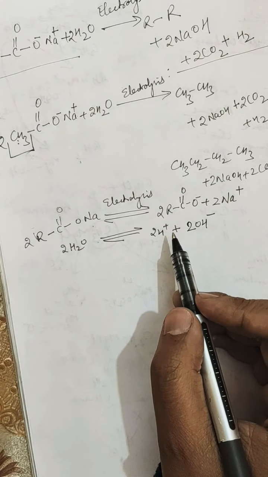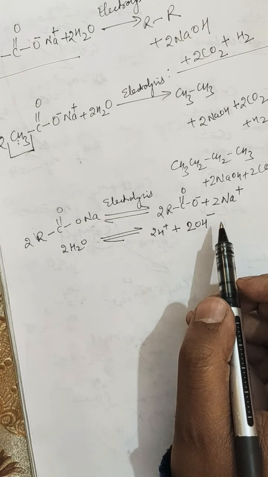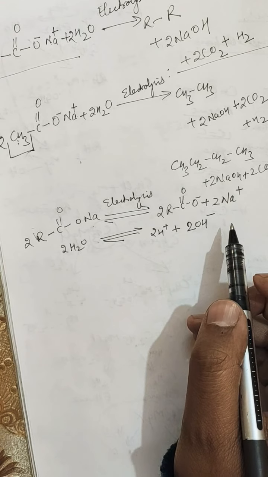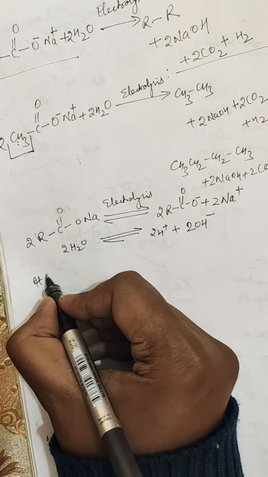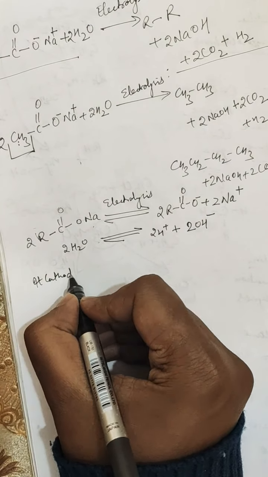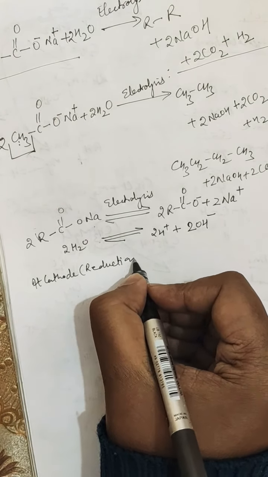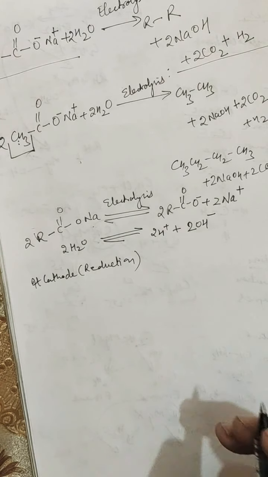So the metal ion moves to the cathode, where it gains an electron forming a metal atom, which reacts with water to form the hydroxide, and hydrogen gas is liberated. So in the next step, what happens at the cathode? At the cathode there is always reduction. Reduction means gain of electrons. This is the basic definition of reduction.